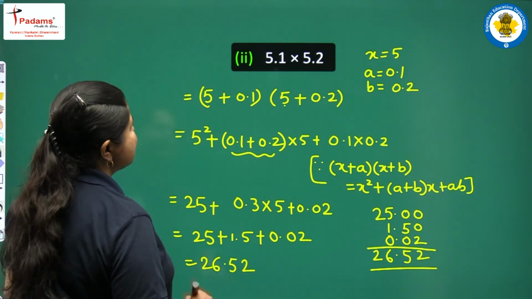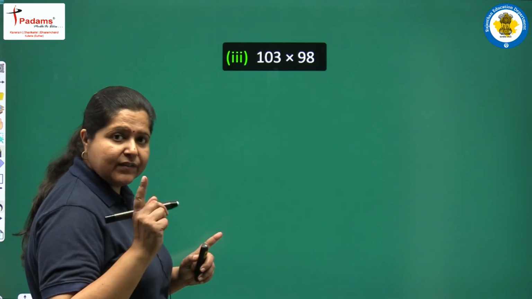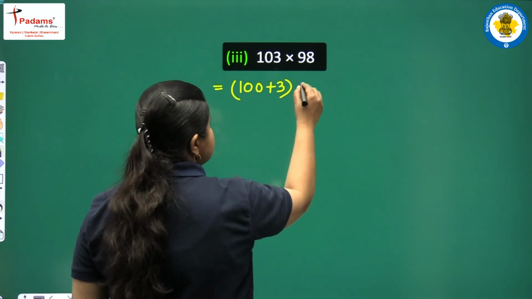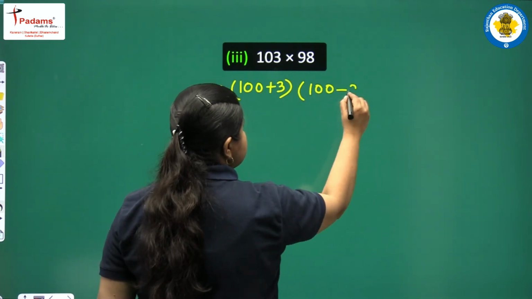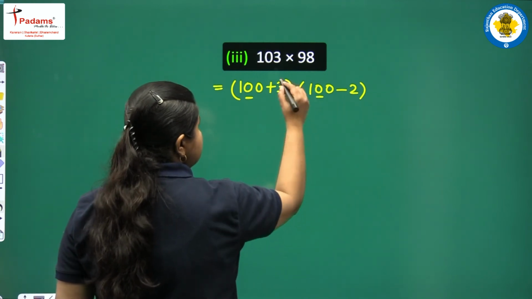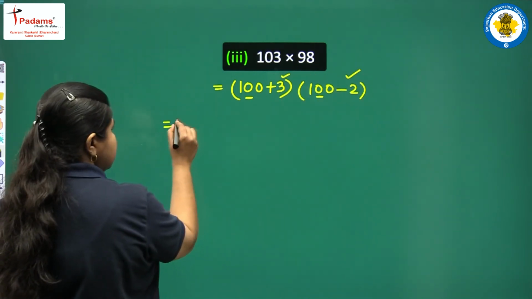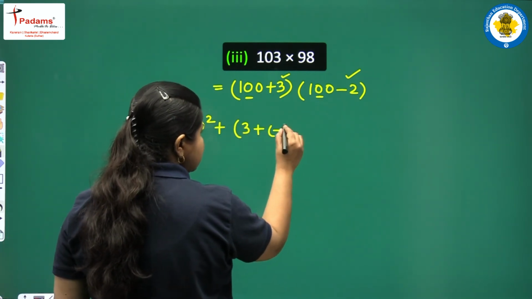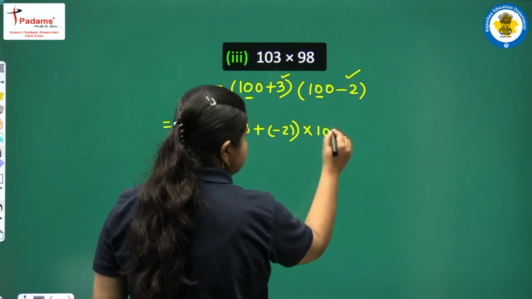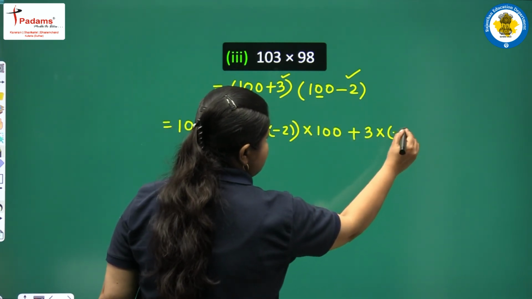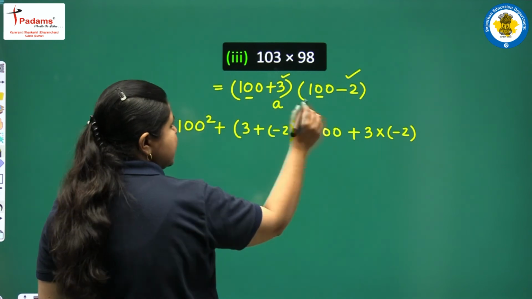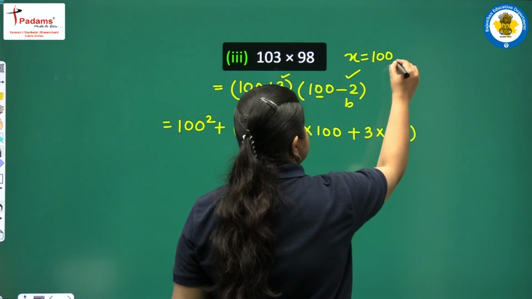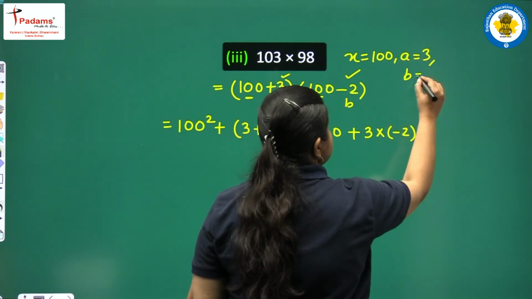Okay. Next one is this 103 into 98. Again we will be splitting these numbers. This can be written as 100 plus 3, 103 and 98 can be splitted as 100 minus 2. यहाँ पर first term same है और ये second terms different हैं. So, this will be 100 square plus here 3 plus minus 2, ठीक है, into 100 प्लस हियर 3 इंटू -2. अब a की जगह आपके पास है 3 और b की जगह है आपके पास -2. You can mention it here. x is equal to 100, a is equal to 3 and b is equal to -2.